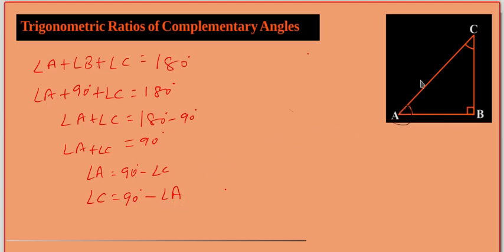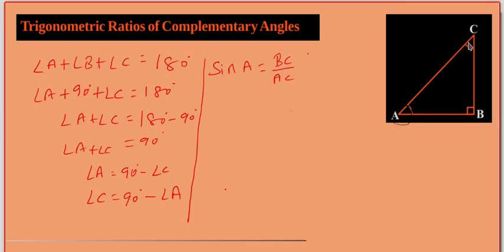Now we look at the trigonometric ratios here. First, let me take angle A. What is the sine ratio? Sine A. What is sine A? It is opposite side by hypotenuse, isn't it? The opposite side is BC, so BC divided by AC. So sine A is BC divided by AC.